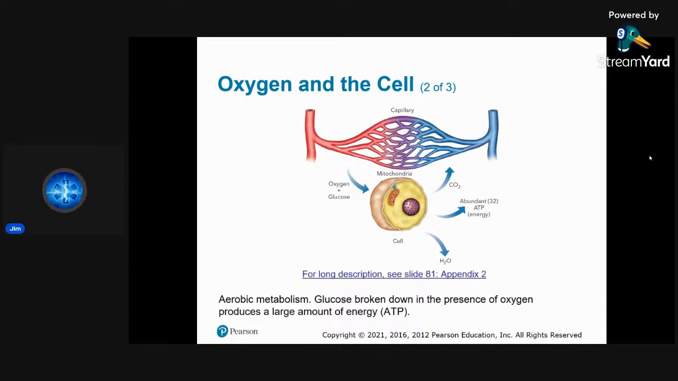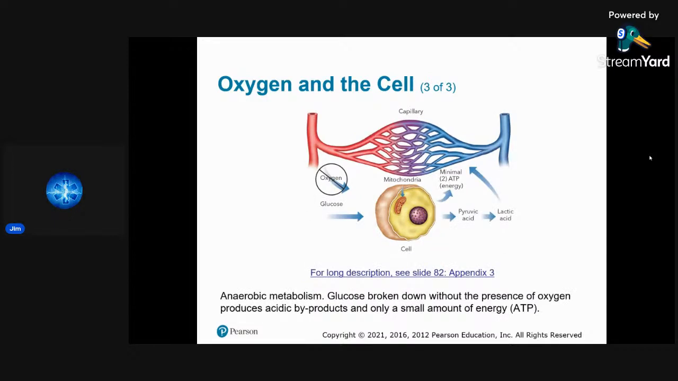Here is aerobic metabolism. It shows the oxygen and glucose entering the cell and being converted to ATP. Then its waste products are CO2 and water, the extra water it removes from the cell. This is a normal function. This is anaerobic. This is where the oxygen levels are too low for the cell to metabolize normally. So it's still going to metabolize, but the byproduct is going to be lactic acid, as you can see there.